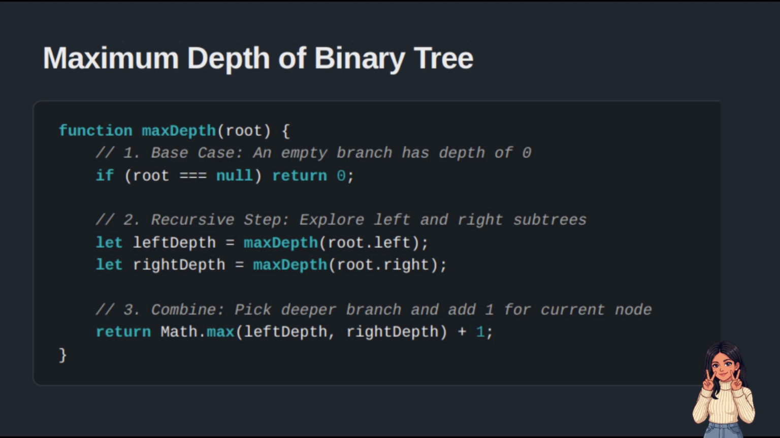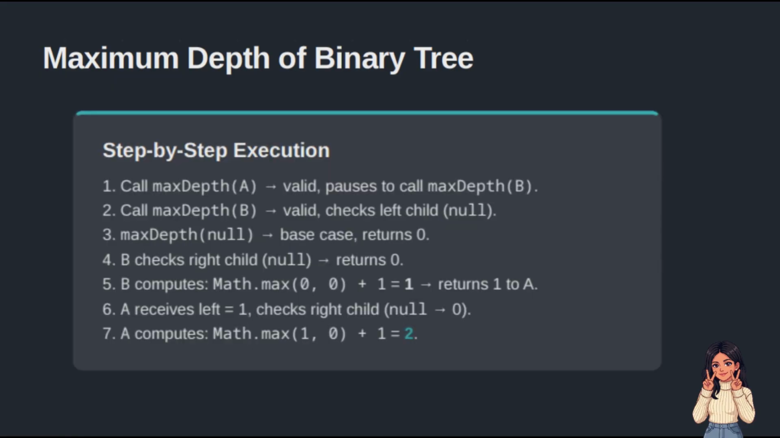Now to trace this step by step, imagine a root node A which has a left child B and no right child. You call this function for A. Node A is valid, so it pauses and calls this function for B on its left side. Node B is also valid, so it pauses and checks its left child, which is null. Now this function with null triggers the base case and instantly returns 0 back to B. Node B then checks its right child, which is also null, returning 0. Node B then combines those results and returns 1 back up to A.